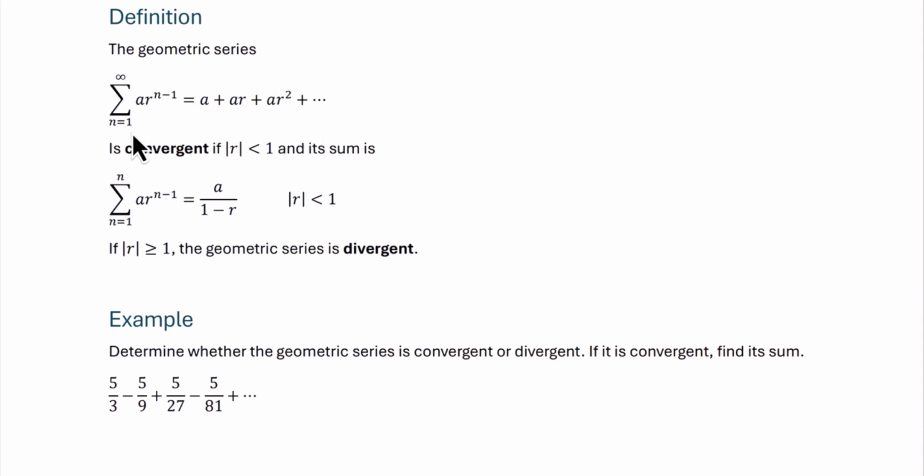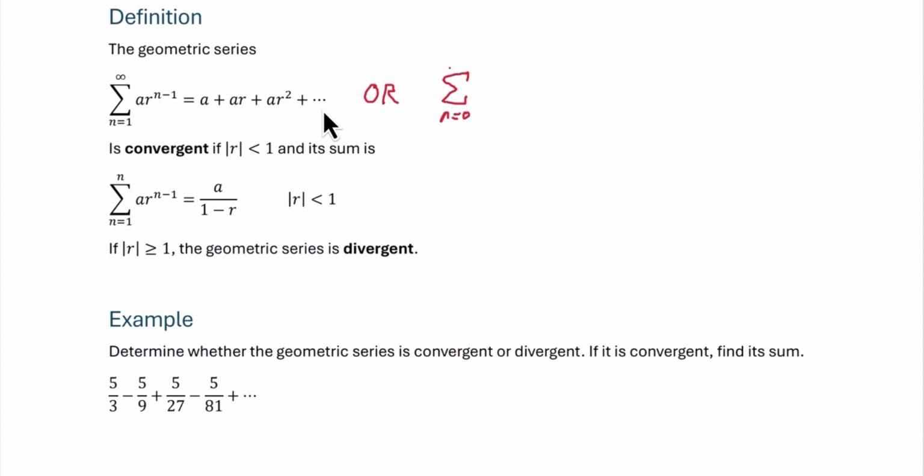If we plug in 1 for n, we have a times r to the 0, which is just a. Then if n is 2, again plug in 2, and we'll have a times r to the 1, which is ar, and so on. An alternate way to write this is we could start the sum at 0.